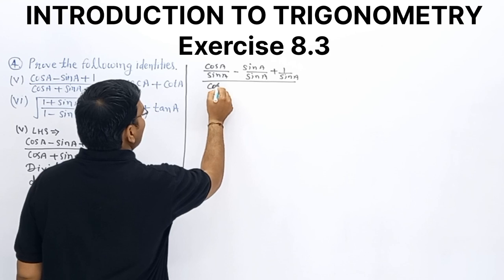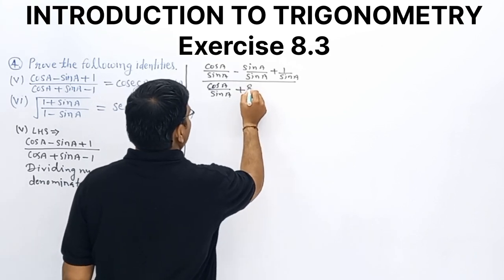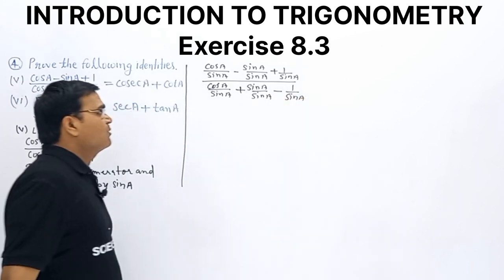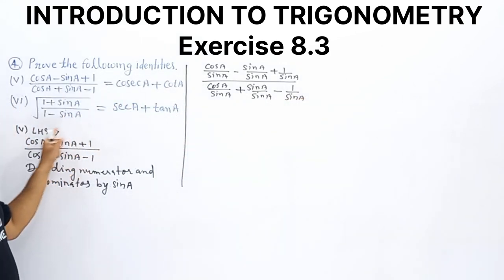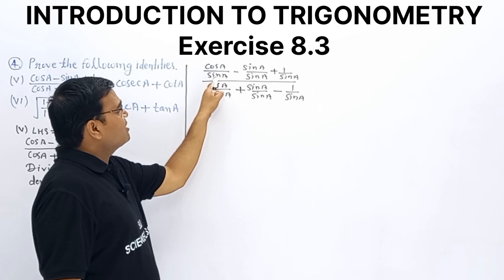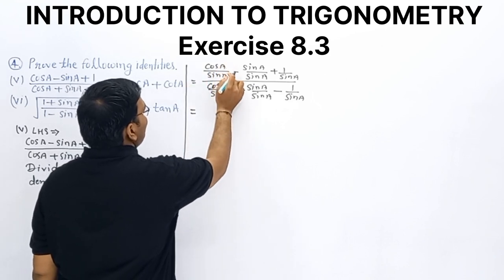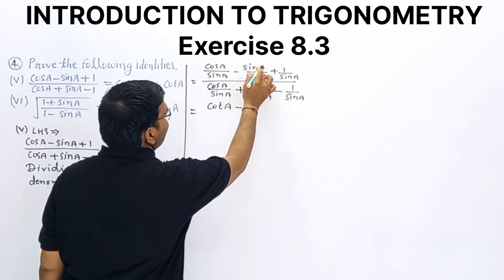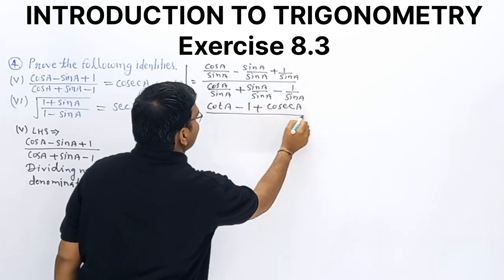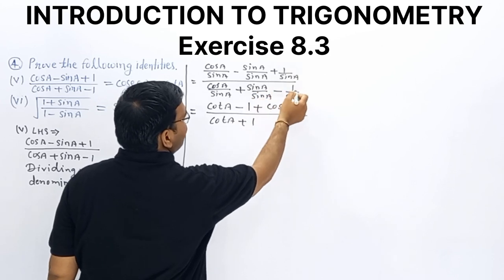In the denominator, cos A upon sin A plus sin A upon sin A minus 1 upon sin A. Observe, we are dividing this numerator and denominator by sin A, so we divide each term by sin A. Now cos A upon sin A is cot A, sin A upon sin A is 1, and 1 upon sin A is cosec A. So the numerator is cot A minus 1 plus cosec A, and the denominator is cot A plus 1 minus cosec A.